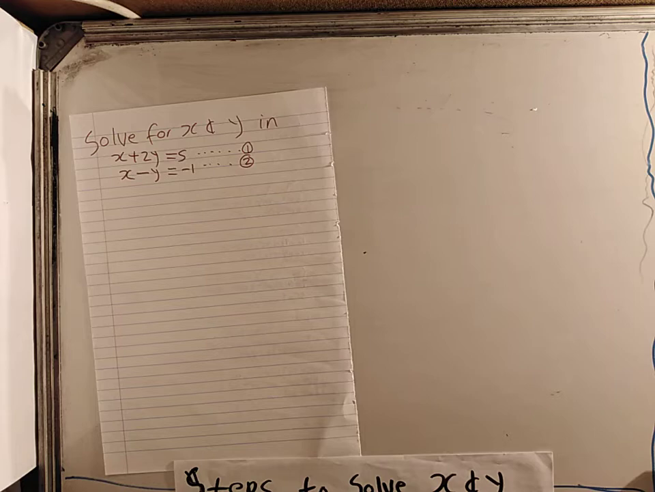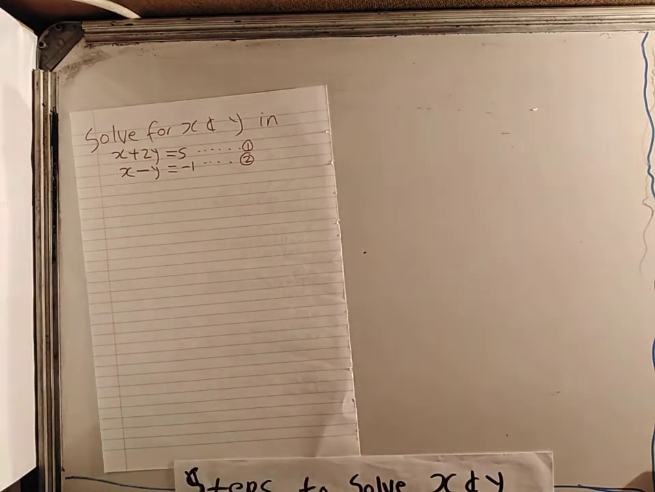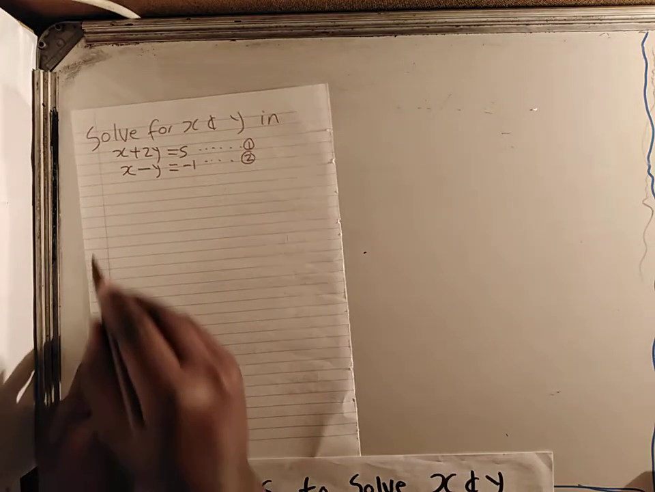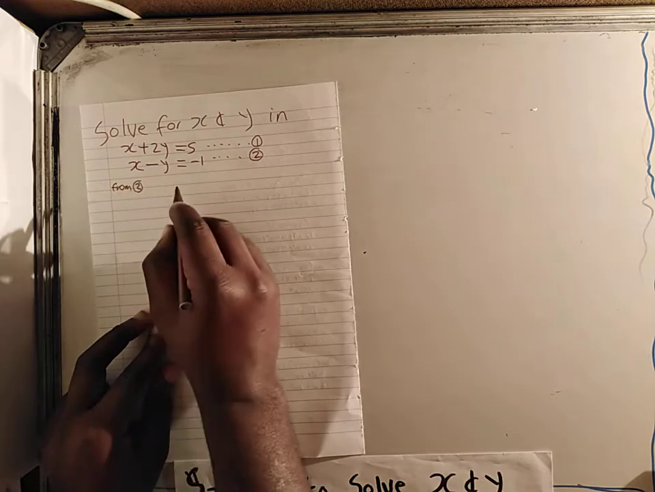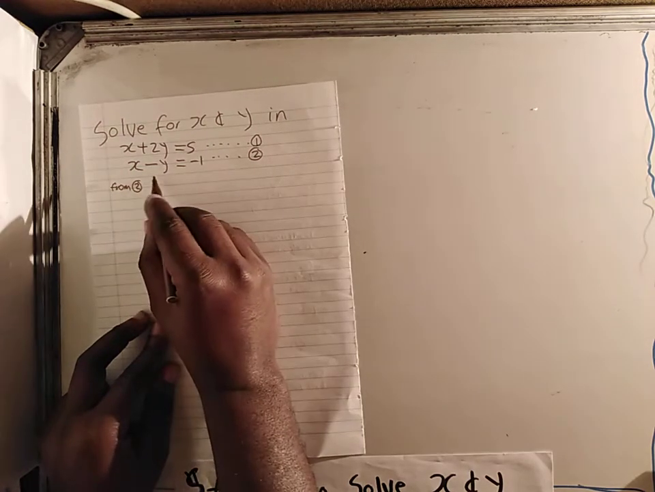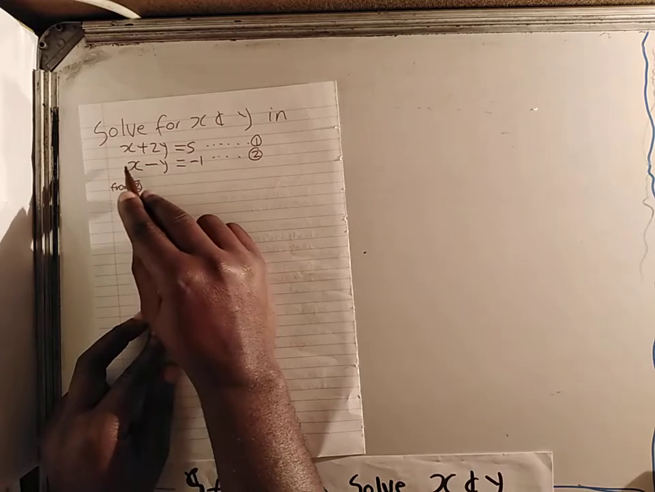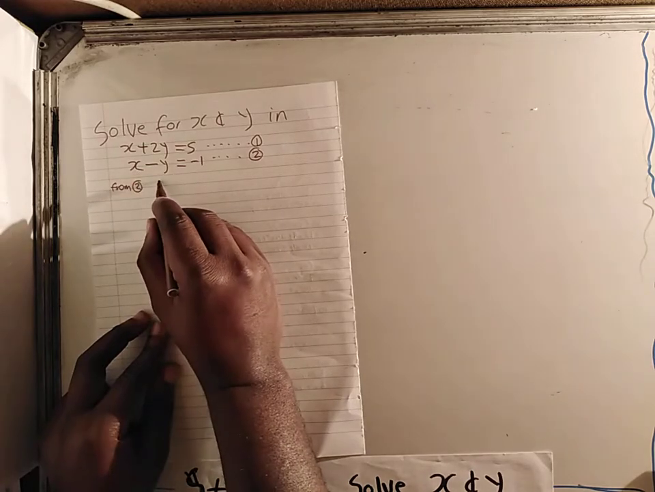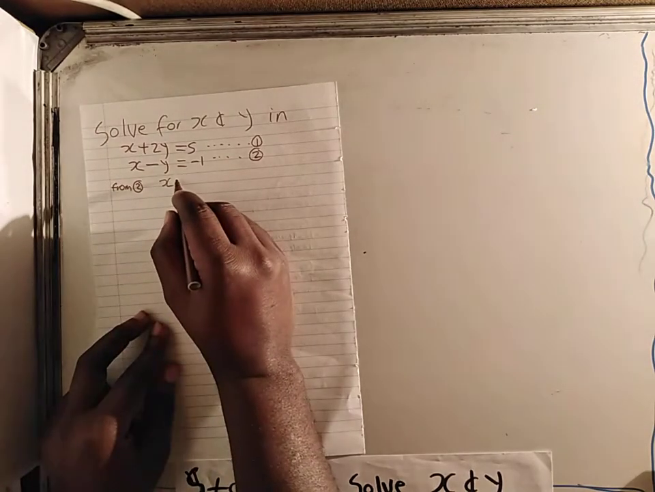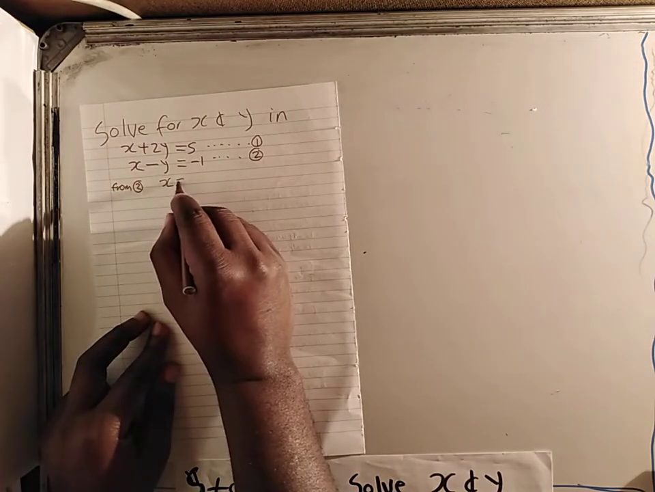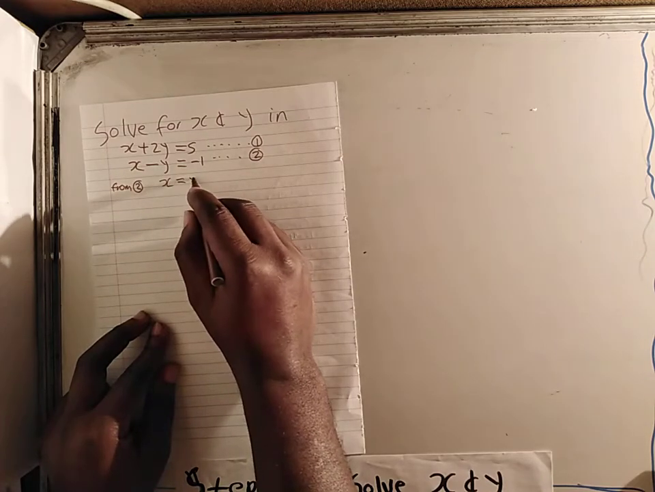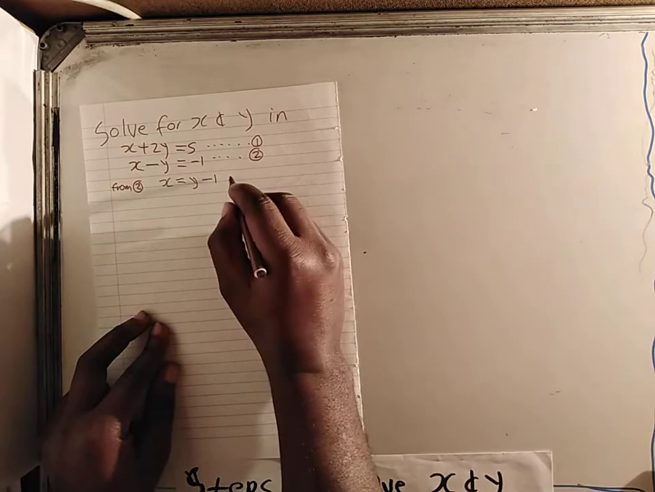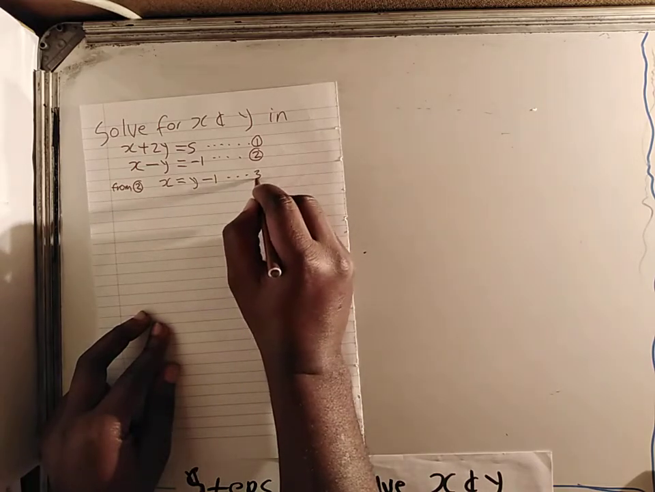So what I'm going to do is take any equation. In this particular case, let me take equation 2. From equation 2, what do I have? Because x is already without a negative number, I will just make it the subject of the formula. So x is going to be equal to, taking this y to this side, y minus 1, and this will give me equation number 3.